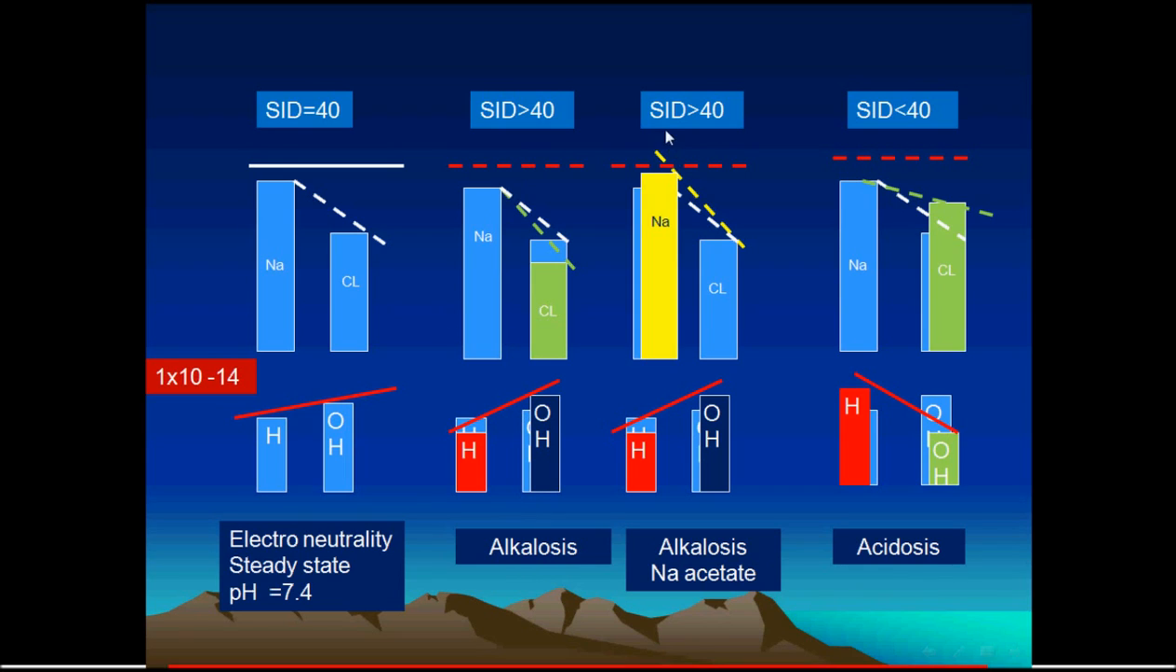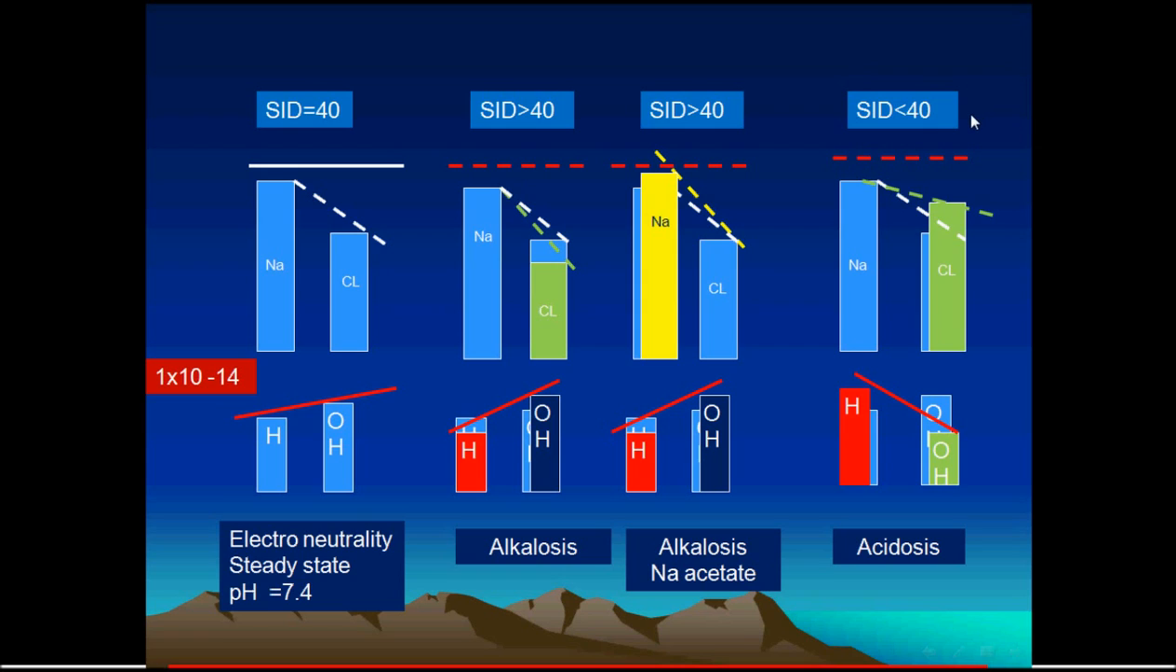Another point you can look at is strong ion difference increased to more than 40. But this is not due to vomiting, as I mentioned, but due to addition of, say, sodium acetate. Sodium will increase for sure. At the same time, the acetate will dissociate and give out the hydroxyl group. So the hydroxyl group increases, with concomitant decrease in the hydrogen ion. So this also will give us a strong ion difference more than 40. This is a sort of alkalosis. More than 40, hydroxyl group increase, hydrogen ion decrease.